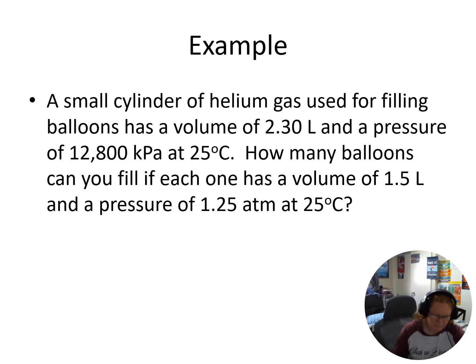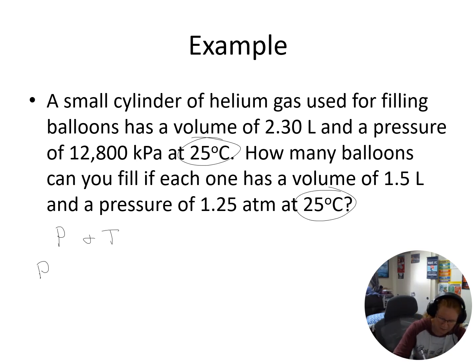Now, in this problem, our temperature is constant, so we don't need to worry about temperature. So the only 2 variables that I need to be concerned with are, not pressure and temperature, temperature is constant, pressure and volume. This is going to be P1 V1 equals P2 V2. Okay? All right. So let's take a look.